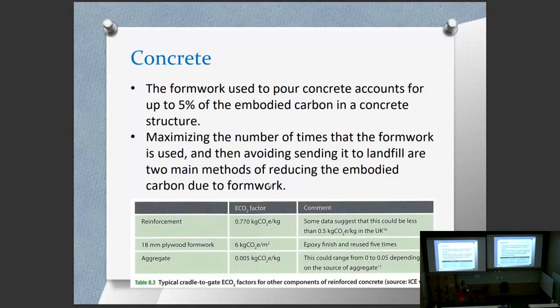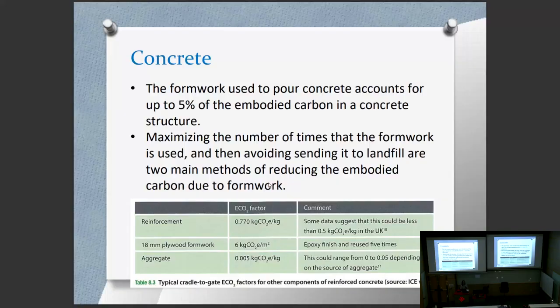Apart from the concrete itself, we also need formwork, a mold to shape and support the liquid concrete. The formwork used to pour concrete accounts for up to 5% of the embodied carbon in a concrete structure. So maximizing the number of times that the formwork is used, and avoiding sending it to the landfill, are the two main methods of reducing the embodied carbon due to the formwork.